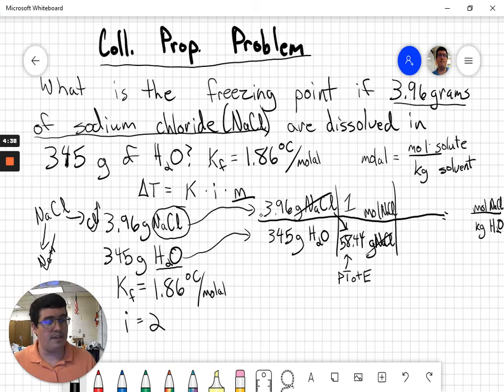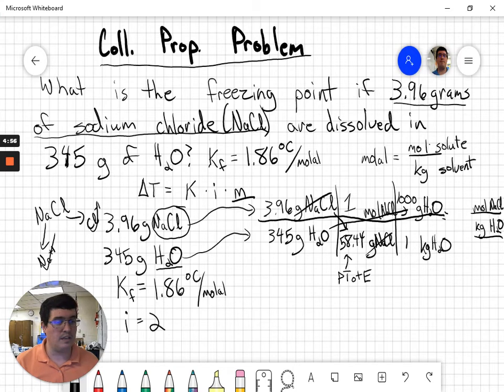What goes on top of this step is going to be grams of H2O. Why grams of H2O on the top? Because it's on the bottom over here, so it's got to go on the top right here. Kilograms of H2O on the bottom would be nice because that's what we need for our answer. There's 1 kilogram and 1,000 grams. Grams of H2O, gone, gone. And we are left with moles on top, kilograms on the bottom.